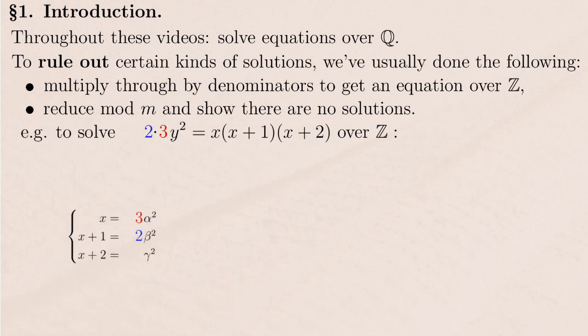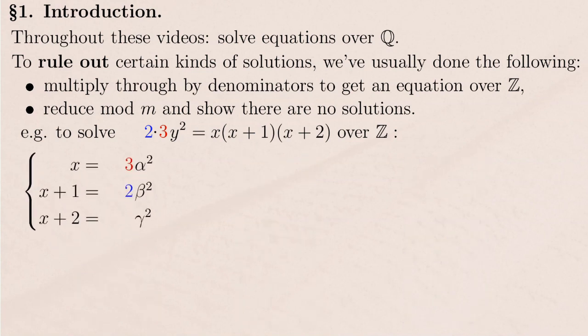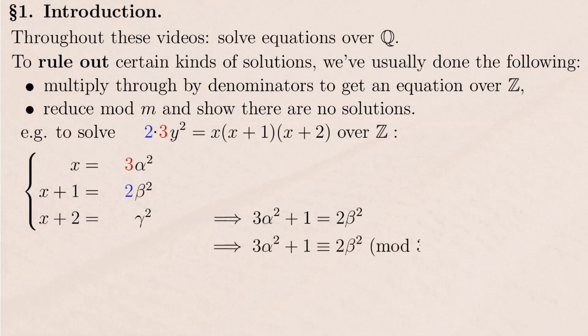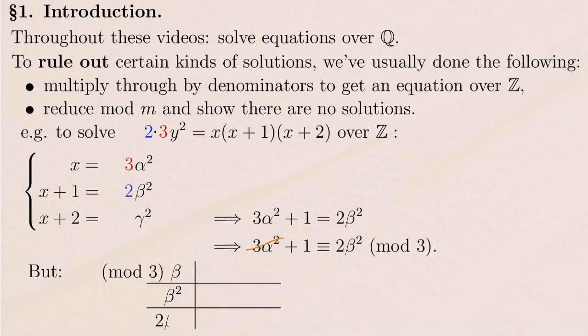These first two equations tell us that 3 alpha squared plus 1 equals 2 beta squared. And we can see quite easily that this can't have any integer solutions. If it did, it would have solutions modulo 3, and mod 3, this first term is 0. But now we can write out all the possibilities for 2 beta squared mod 3. And we can see that it's never possible for 1 to equal 2 beta squared mod 3. So there are no solutions.